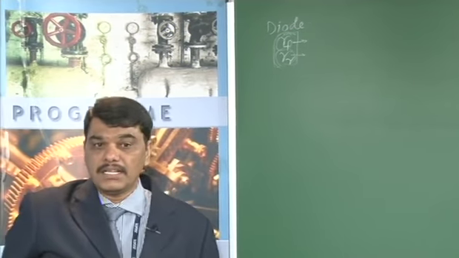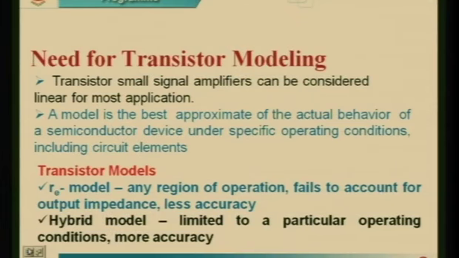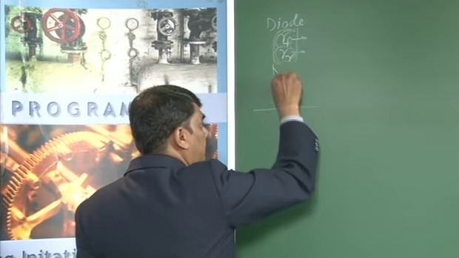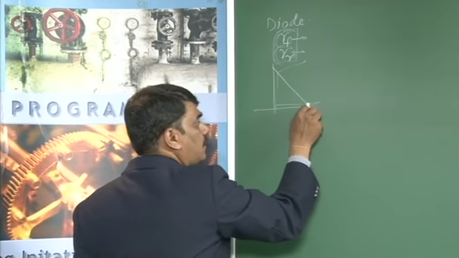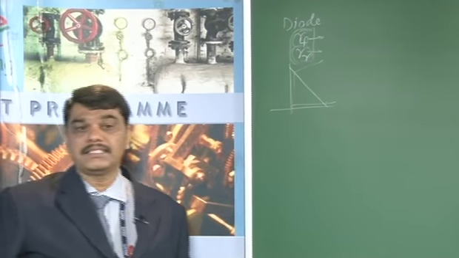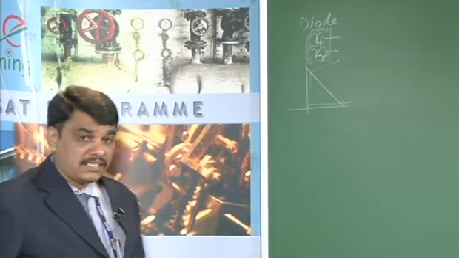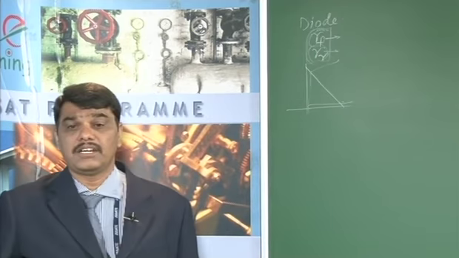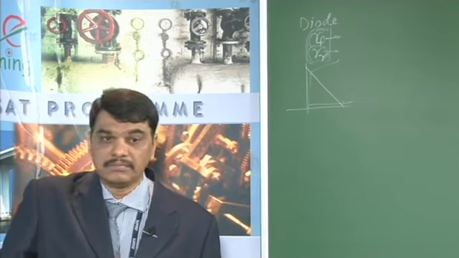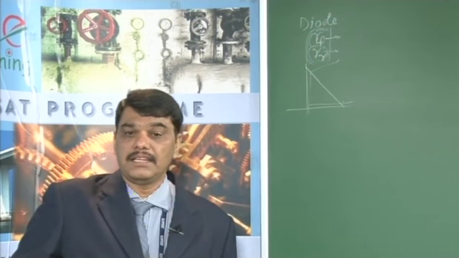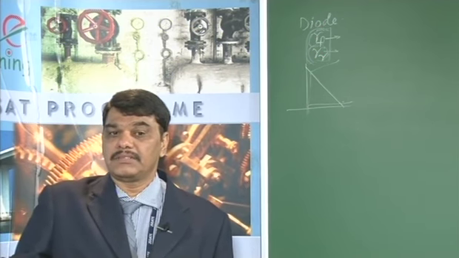A transistor can be modeled in two ways. One is the RE model and the other one is the hybrid model. In the case of the RE model, it can be used in any region of operation, whether the operating point on the output characteristics is closer to the saturation region or closer to the cutoff region. But the disadvantage of this RE model is that the output impedance cannot be determined and the accuracy of this analysis is very poor. The other model is the hybrid model. This is limited to particular operating conditions, but it gives more accuracy.